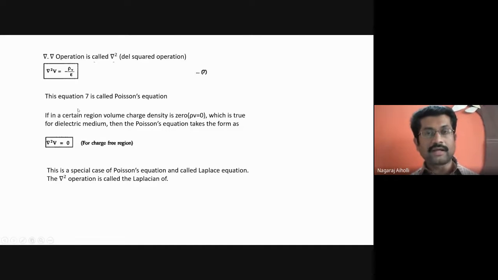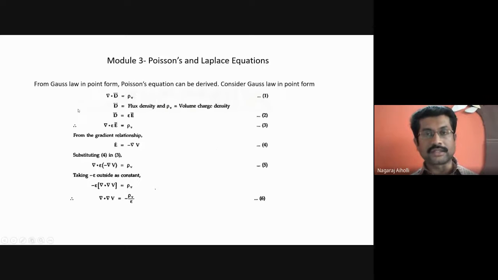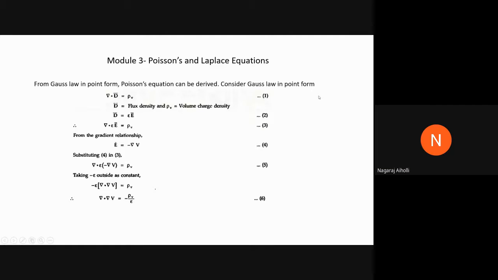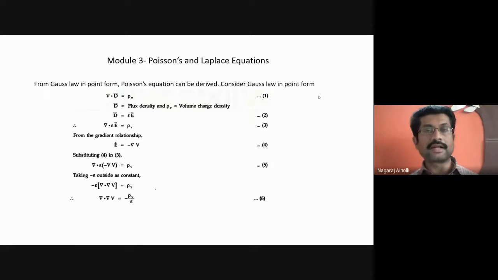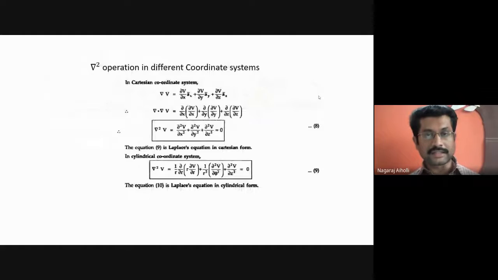This is one way. Another way of asking is direct questions. That is, derive the equation for Poisson's and Laplace equations starting from the Gauss law in point form. This is a direct question. Instead of this, they will give the equation sometimes and they will ask. Sometimes they will ask the direct question, the statement of the question. These are the various ways in which they can ask. This holds good for the other topics also.